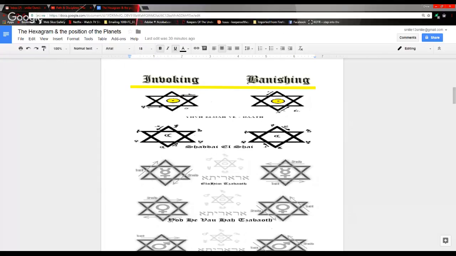First, draw the Saturn hexagram while vibrating the sun formula. Then draw the sun symbol in the center and vibrate Aritia, which I know I did not pronounce right, but I'm not going to. Then do the same with the hexagram for Jupiter, Mars, Venus, and so on.